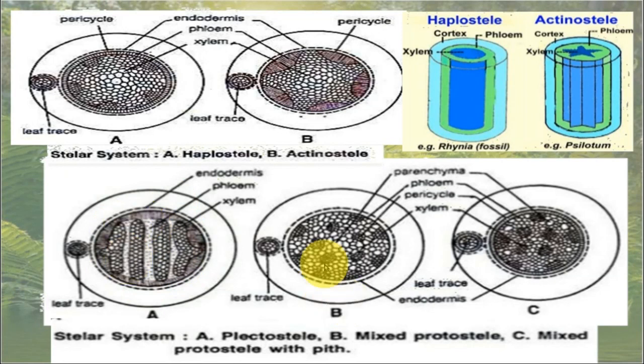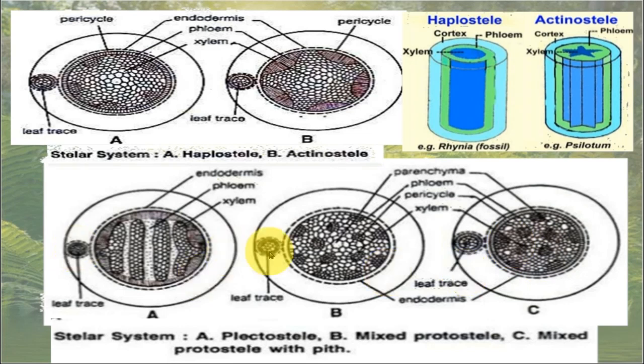Second is mixed protostele, which means xylem is present scattered in the ground tissue, the tissue which is present there. Xylem is present on that, and phloem is around that. And third is mixed protostele with pith. So here the parenchymatous cells are considered as pith, and these are the xylem scattered, and phloem.